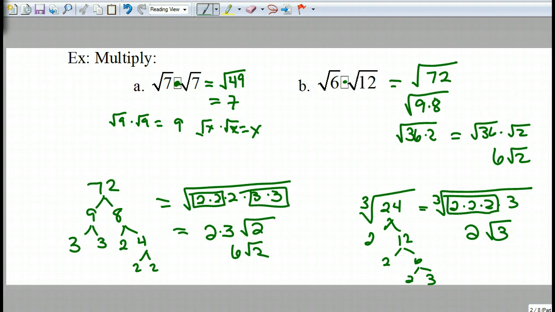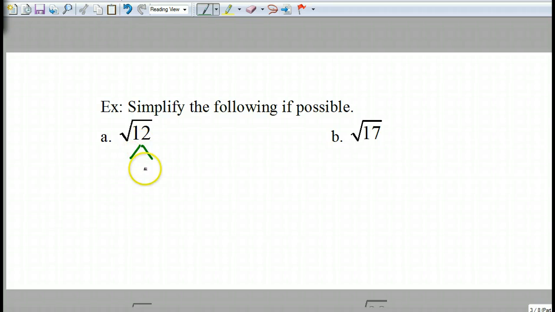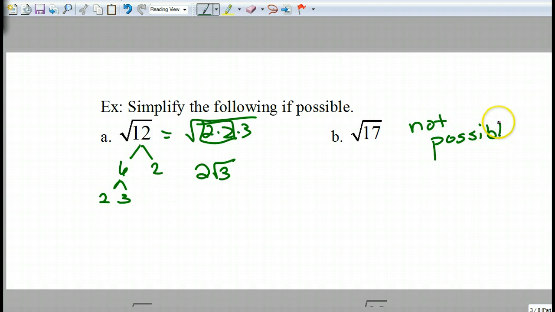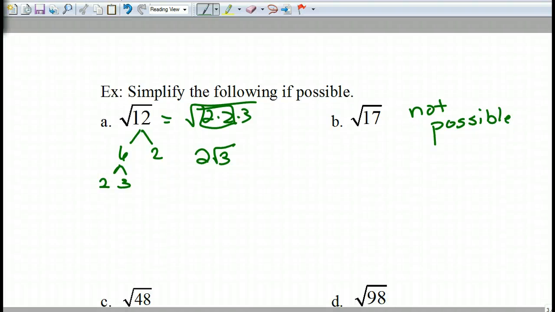Yeah? See how much? Okay, so what goes into 12? 6 and 2, 2 and 3. So I can call this 2 times 2 times 3. Do I have a pair of anything? 2's. So I can call this 2 square root of 3. Does anything go into 17? No. It just stays the same. No, not possible to simplify. So if this was on the test, you would just say not possible. Or already simplified.